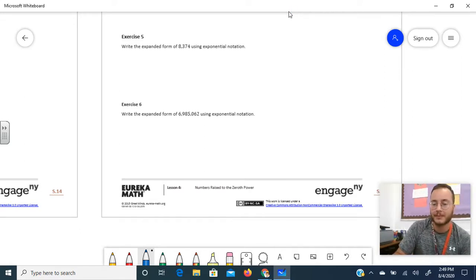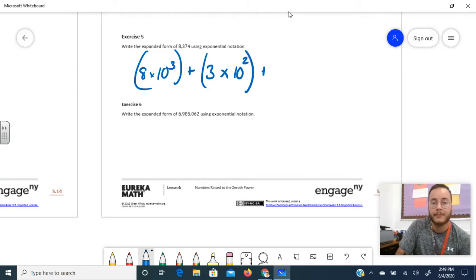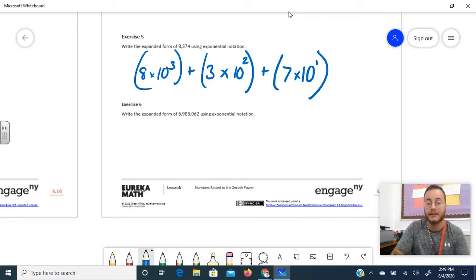8,374, and I just missed something about that 1 that I'm going to clear up right now. That 8 is in the thousands place, so it's 8 times 10 to the third. Plus, that 3 is in the hundreds place, so 3 times 10 to the second power. Plus, that 7 is in the tens place, so 7 times 10 to the first power, because remember this is just 7 times 10. And then that 4 is in the ones place, so it's 4 times, and I know I just said that we just put 1, but let's keep it in exponential notation in bases of 10.